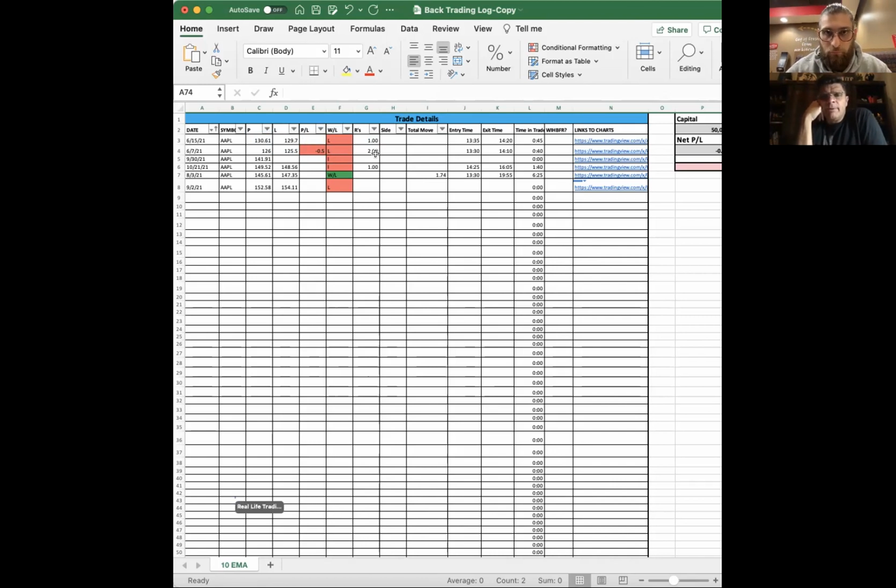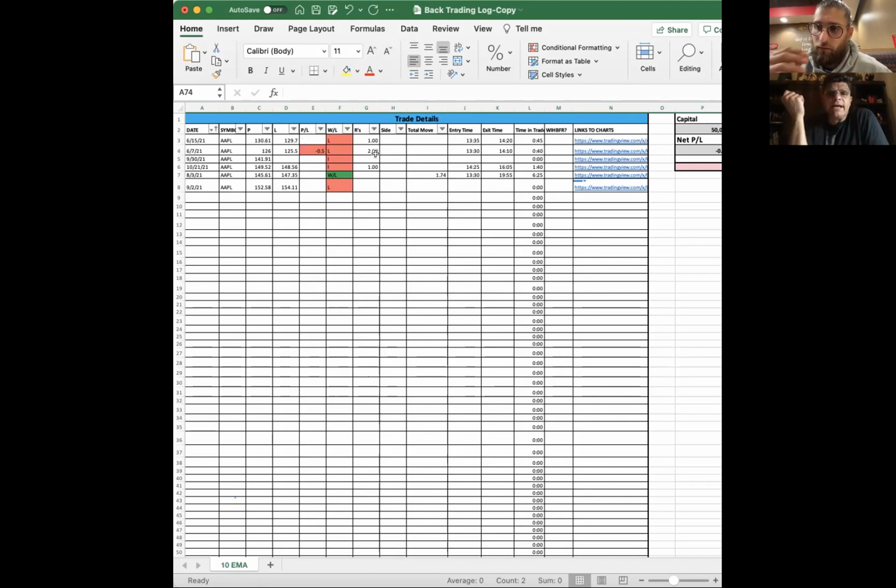But okay, the R's are what? The what I risked? Yes. So are you familiar with the R system? Yes, I am. So your R is what you risk on the trade. It should be like 1% of your account.